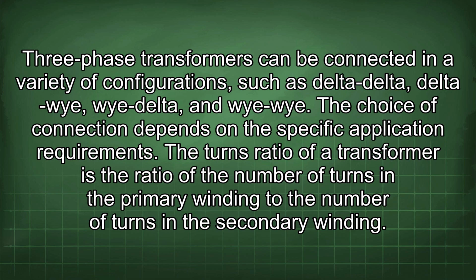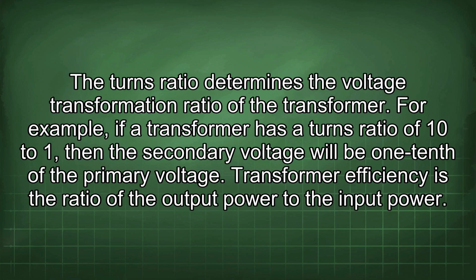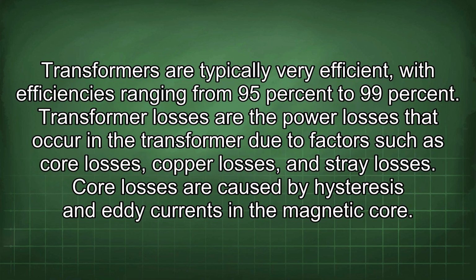The turns ratio of a transformer is the ratio of the number of turns in the primary winding to the number of turns in the secondary winding. The turns ratio determines the voltage transformation ratio of the transformer. For example, if a transformer has a turns ratio of 10:1, then the secondary voltage will be 1/10 of the primary voltage. Transformer efficiency is the ratio of the output power to the input power. Transformers are typically very efficient, with efficiencies ranging from 95% to 99%.